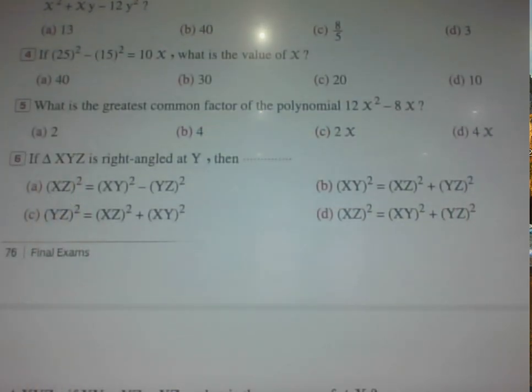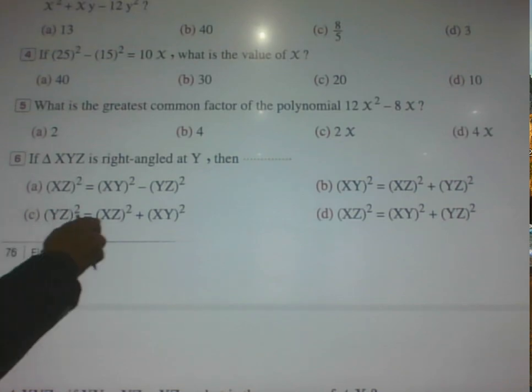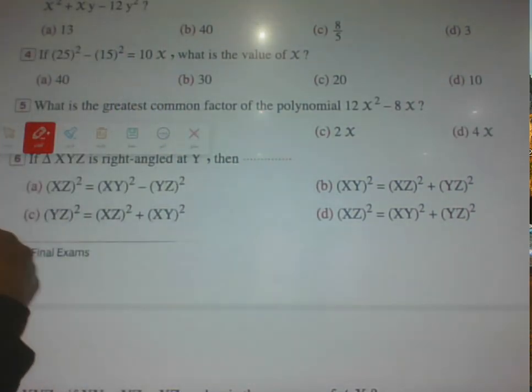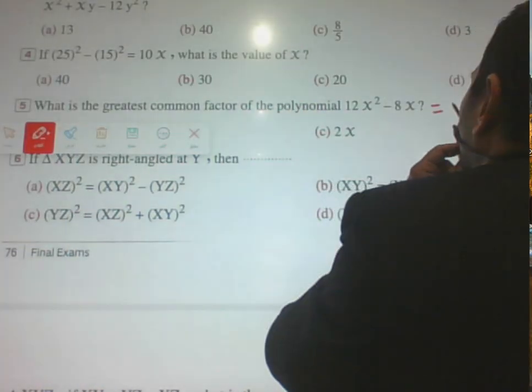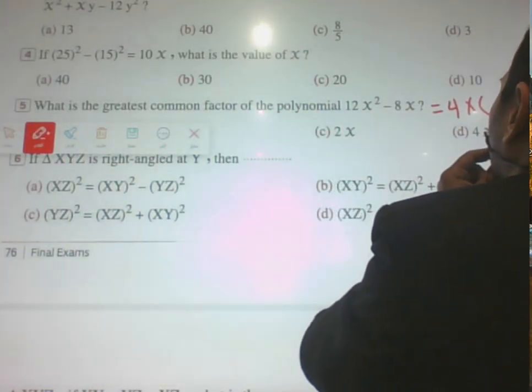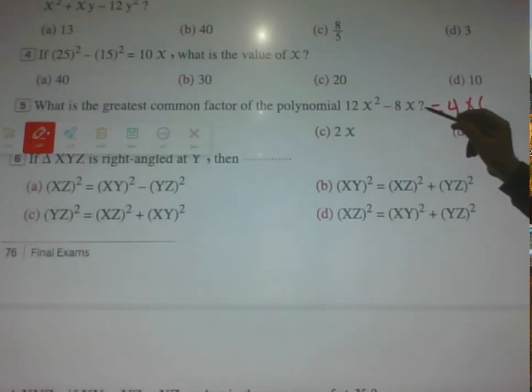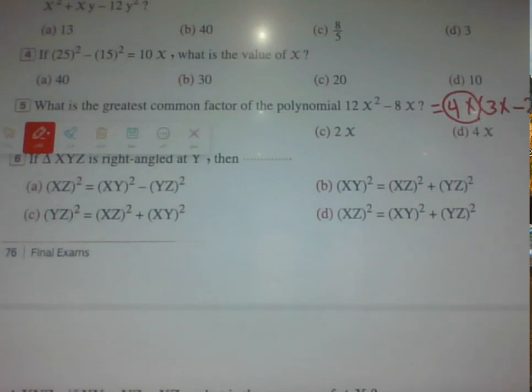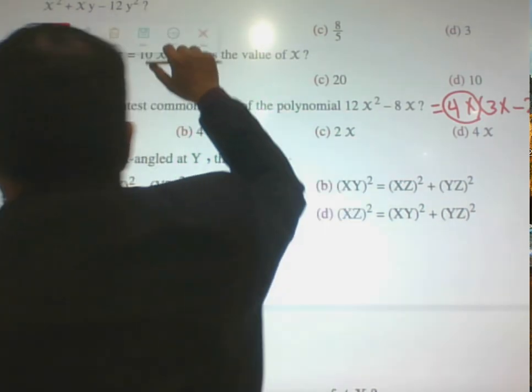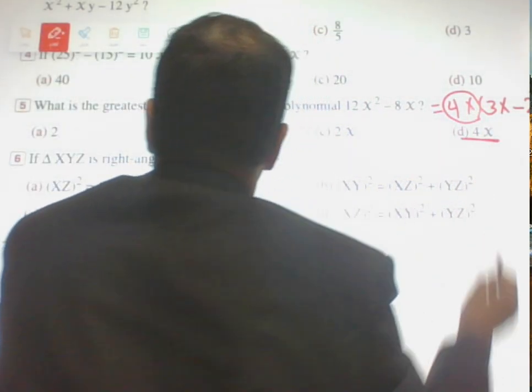What is the greatest common factor of the polynomial here? We have 12x power 2. Look at here, 12x power 2. Can you see the example? 12x power 2 minus 8x, we can write the highest common factor between them equals 4 and also x. Then divide 12x power 2 by 4x: 12 divided by 4 equals 3, x power 2 divided by x equals x, and write negative, 8x divided by 4x equals 2. Then 4x here, we call it the highest common factor between the two expressions. So the highest common factor is 4x, choose letter D.